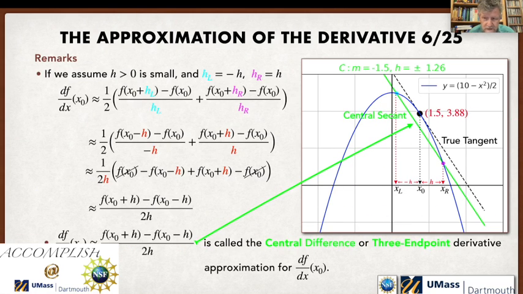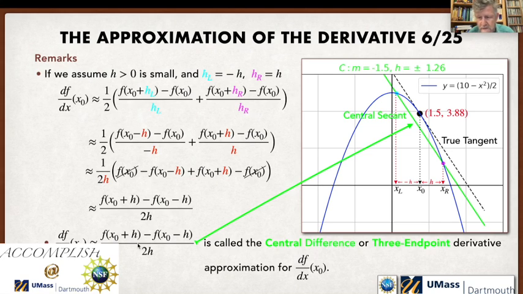So in fact, this secant line is called the central secant line, and this approximation is known as the central difference approximation, or the 3 endpoint derivative approximation for df dx at x0. And notice that the reason why this is called the 3 endpoint derivative approximation is because we start off using 3 points. Namely, we start off using x0, x0 plus hl and x0 plus hr. So we had 3 points in the beginning, but after the algebra simplification, we wind up with just 2 points being involved.